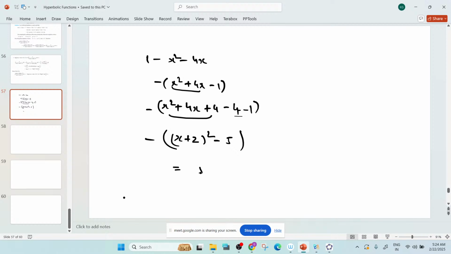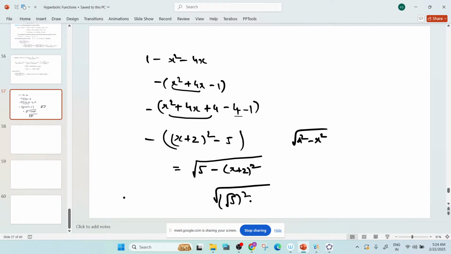So what does this become? This becomes 5 minus x plus 2 whole square. This entire thing is under the square root. Now, what is our question? He would have given you a square minus x square, right? So now what does that mean? Square root of root 5 whole square minus x plus 2 whole square. Understood? So when the x plus 2 is less than root 5, this is actually positive.